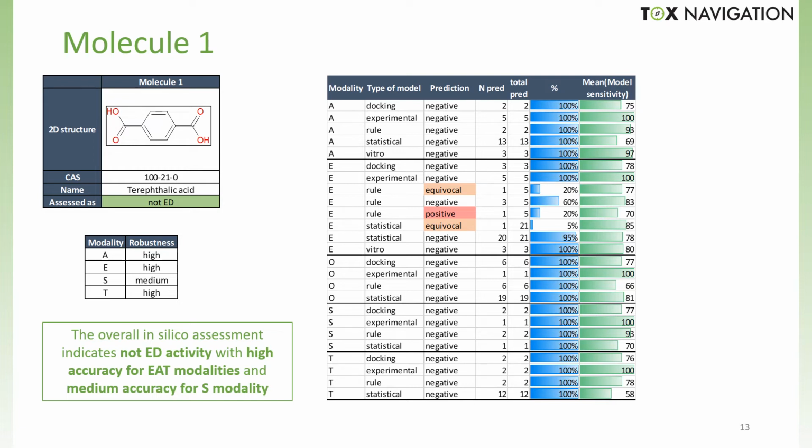And the other 2 are rule-based models that we already mentioned are usually very rich in false positives. So even with these 3 equivocal and positive predictions, there is no strong evidence that this molecule is active towards the estrogen receptor, because we have at least 20 statistical-based models that are predicting this activity as negative.